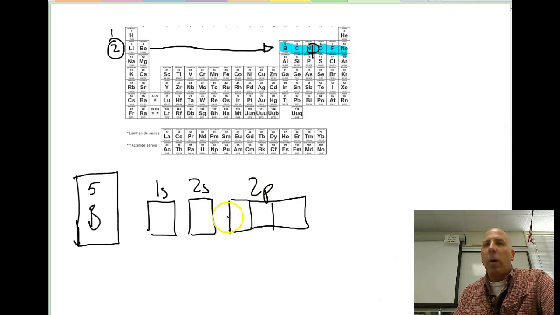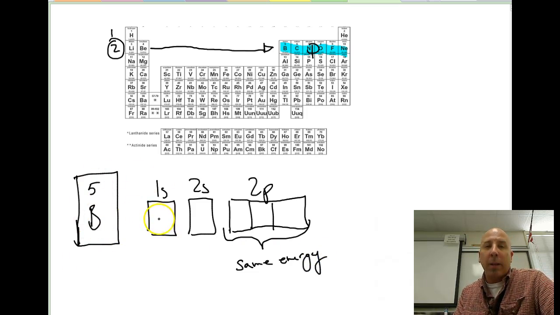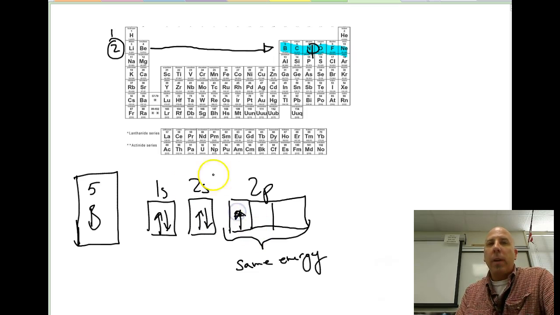Now all of these 2p orbitals have the same energy, and that's going to come into play here in a second. And so I'm going to go ahead and start placing electrons. Once again, we have to place electrons in our lowest energy orbitals first. 1, 2 in our 1s, 1, 2 in our 2s, and then we're going to place our last remaining right there in our 2p, and then we are done. That is electron configuration for boron.